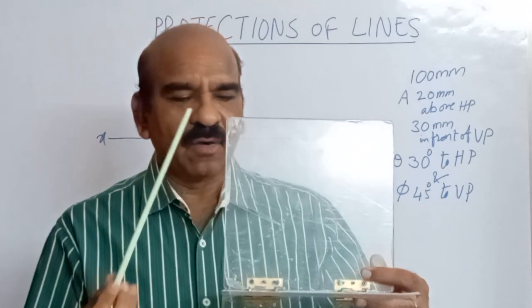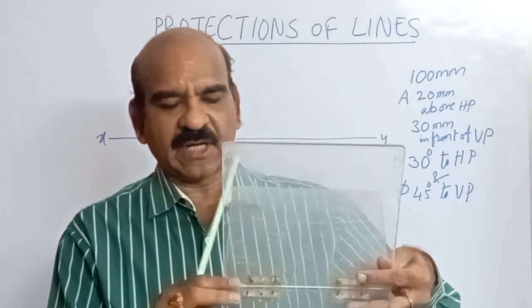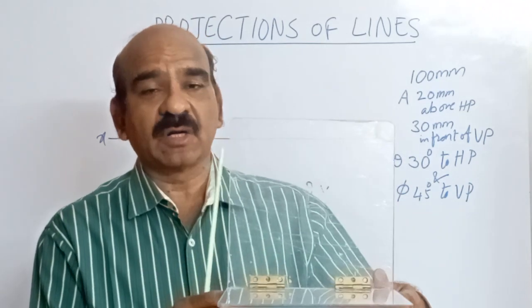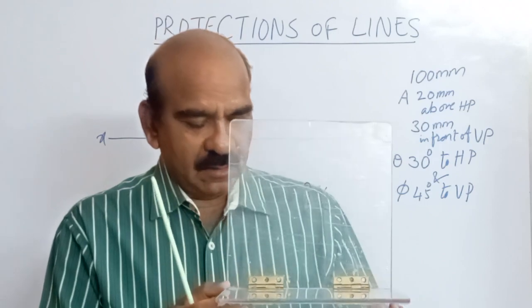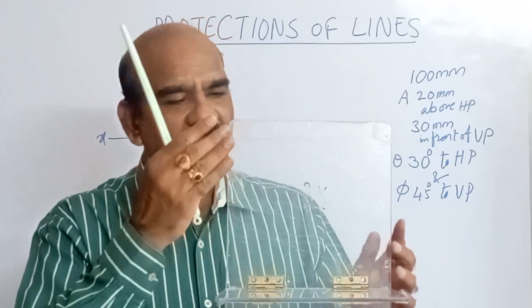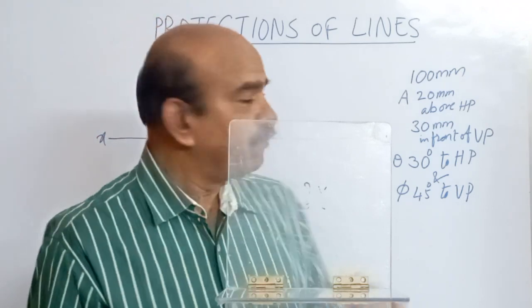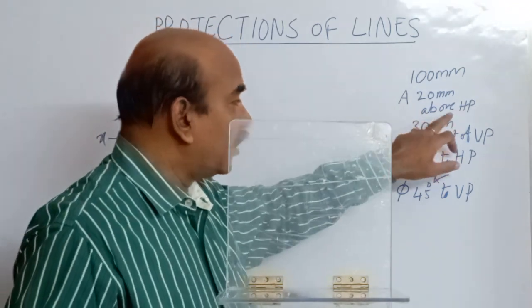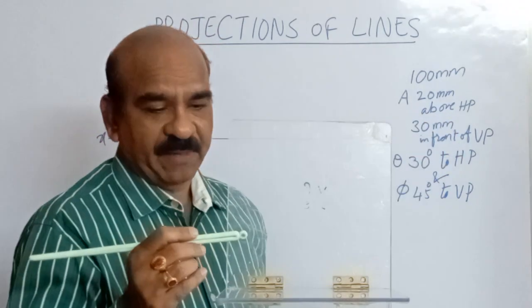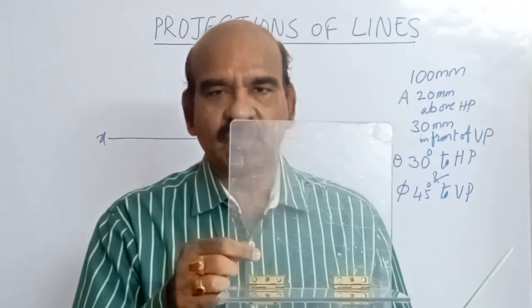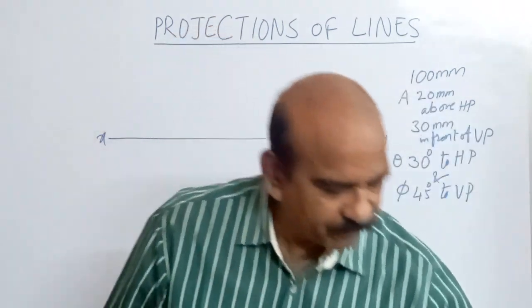Now I have taken the vertical and horizontal reference planes, and this is the horizontal plane and vertical plane. The line is in the first quadrant. Point A is 20 mm above HP and 30 mm in front of VP. This is the point A to start with, so we'll mark the point A first.